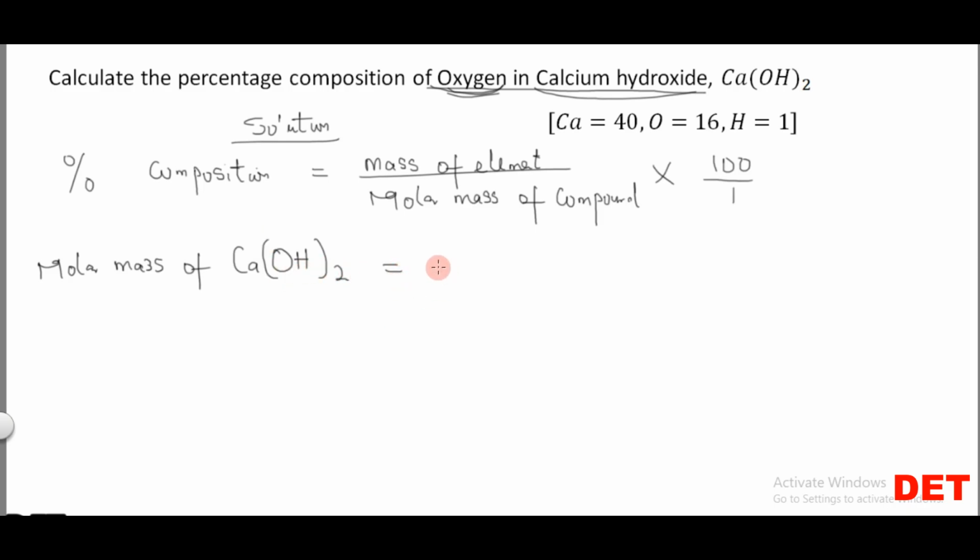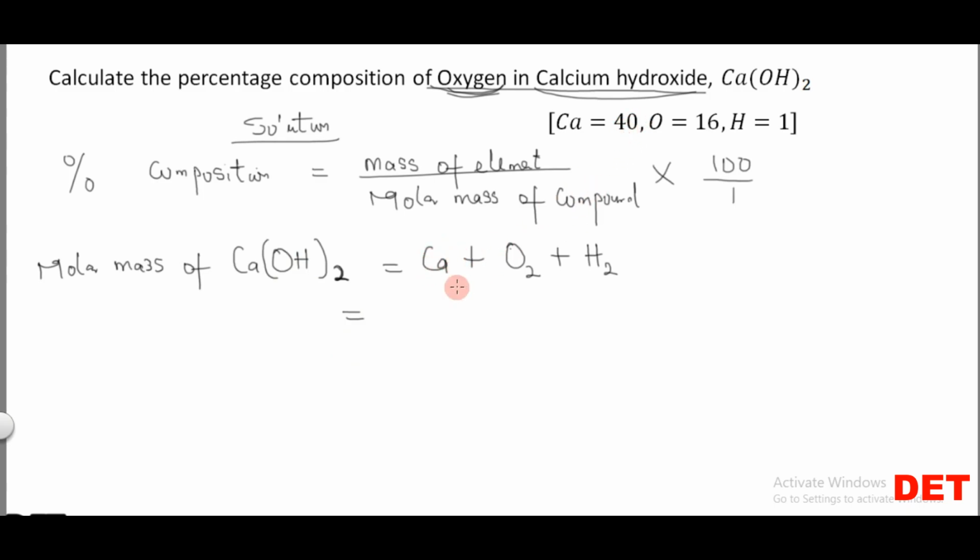The molar mass of calcium hydroxide will be equal to calcium plus oxygen O2 plus hydrogen H2. This 2 that is here is affecting both oxygen and hydrogen. If I open up this bracket, 2 times oxygen will give me O2 and 2 times hydrogen will give me H2. So you should know that this 2 is affecting both oxygen and hydrogen.